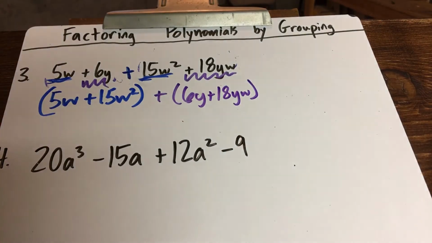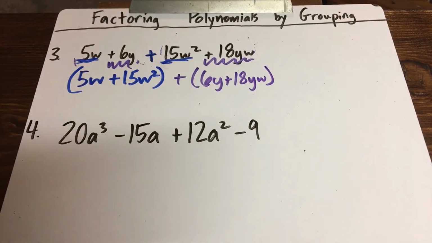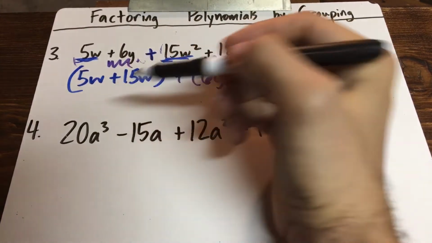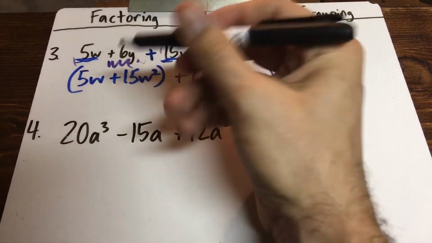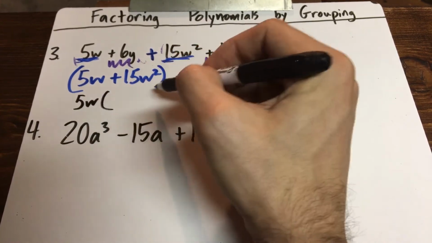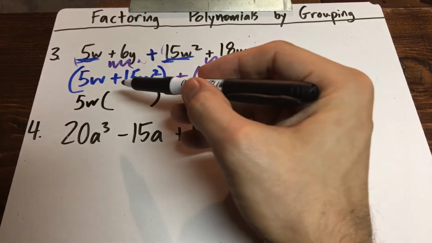18yw. So don't be scared to rewrite the whole question and kind of rearrange it if you need to. Okay. So if we are going to do this one this way, in my blue parentheses right here, they both have a w. I can take away a w. I can also divide them both by 5. So if I divide both numbers by 5 and I take away a w, what's left over?